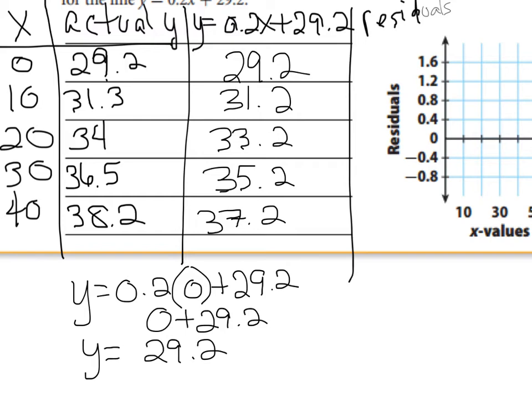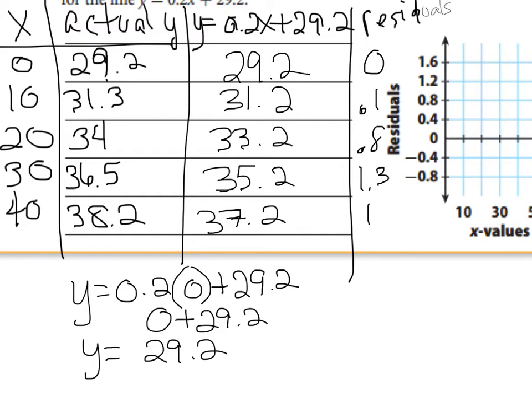So there's your predicted. So again, the residuals, we subtract the actual minus the predicted. So 29.2 minus 29.2 tells us the first residual is 0. So we're doing good so far. So go ahead and calculate the other 4 residuals. The next residual should be 0.1. Then we have 0.8, 1.3, and then 1.